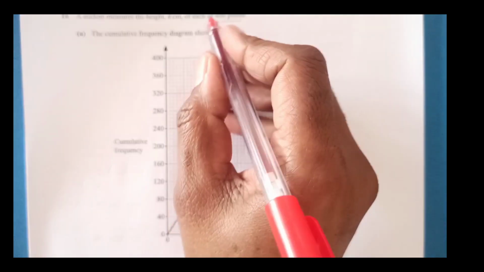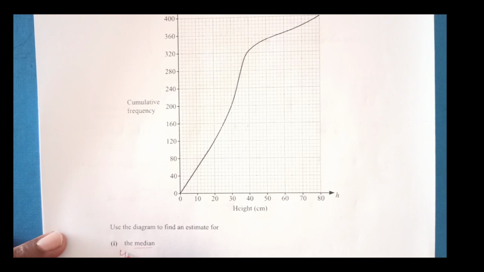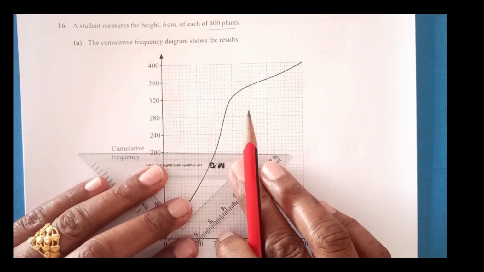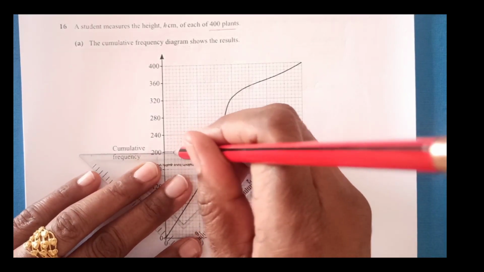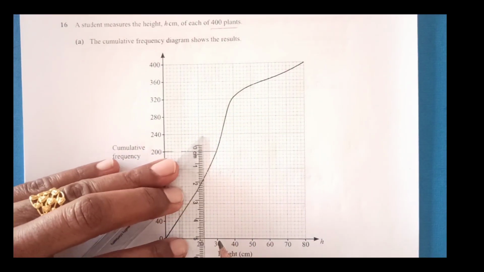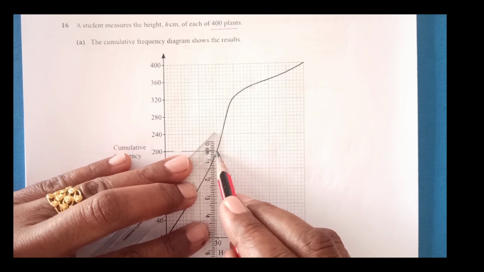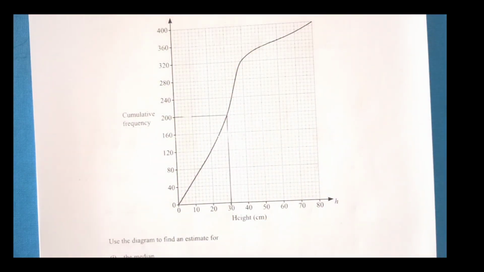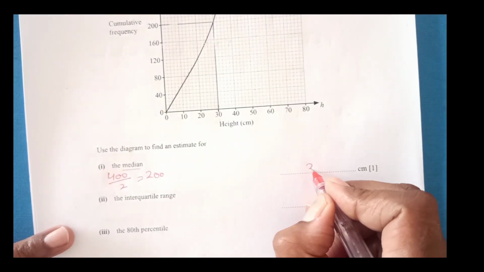So for the median, we have 400 here, 400 divided by 2, that will be 200. So we will go where we have the 200 here. So 200 is, let me draw a line. 200 is here. If you go this way, then coming down here, which is 30. So the median is 30.